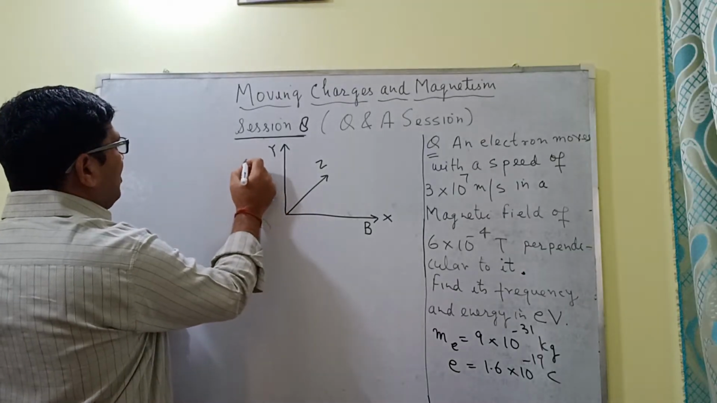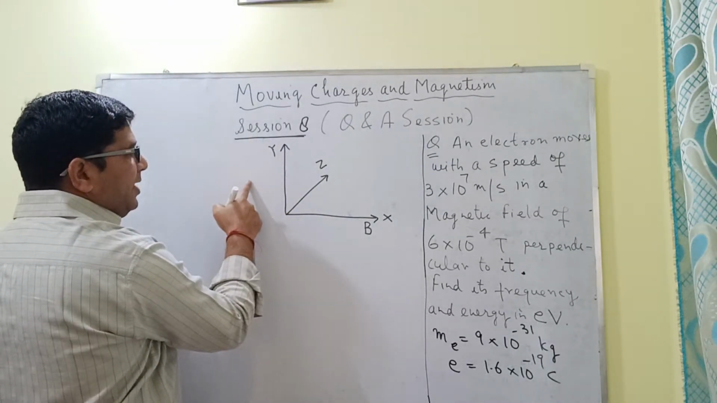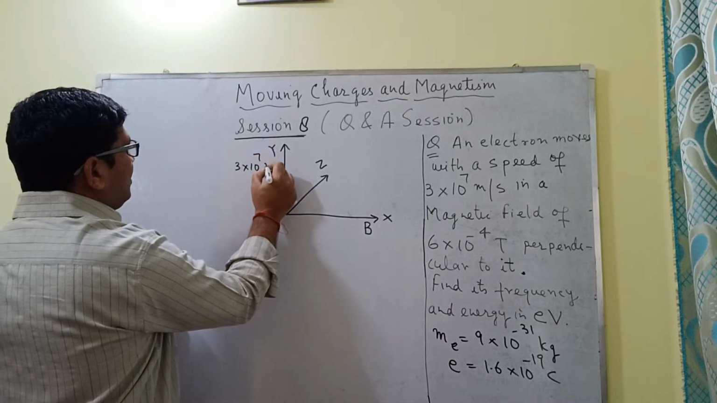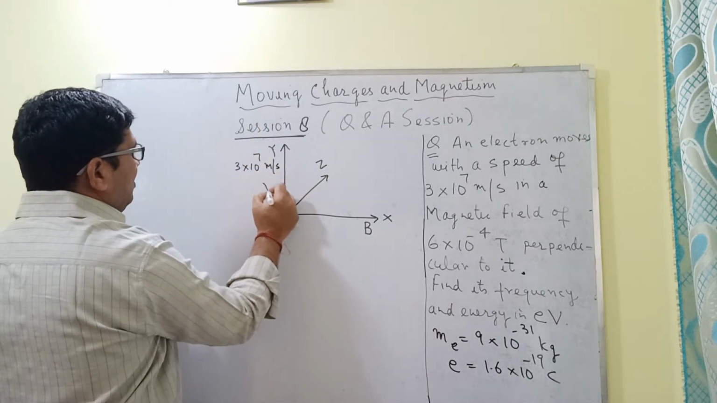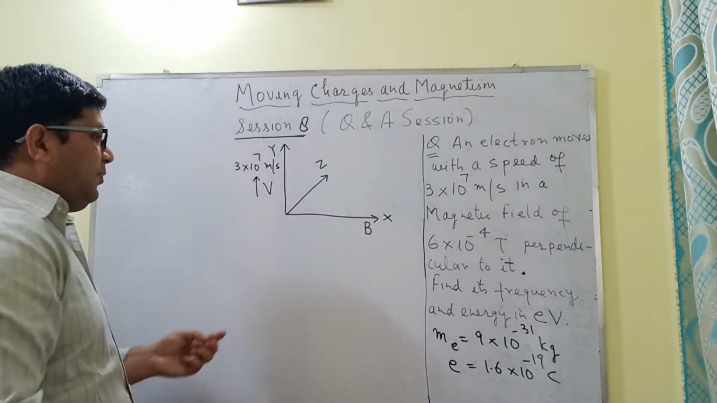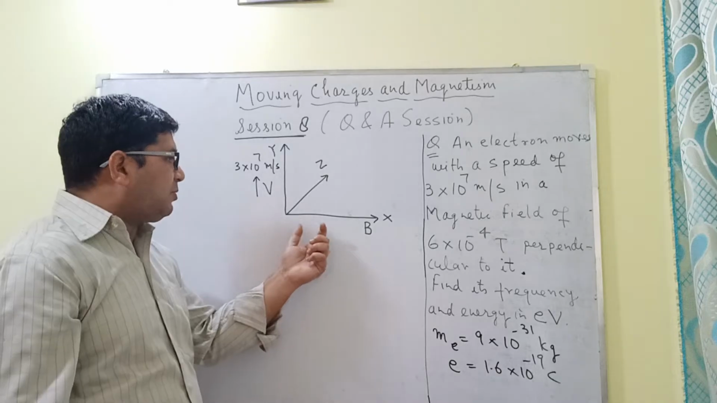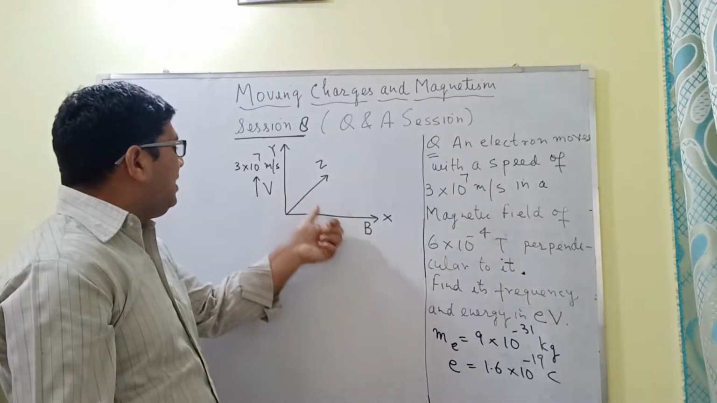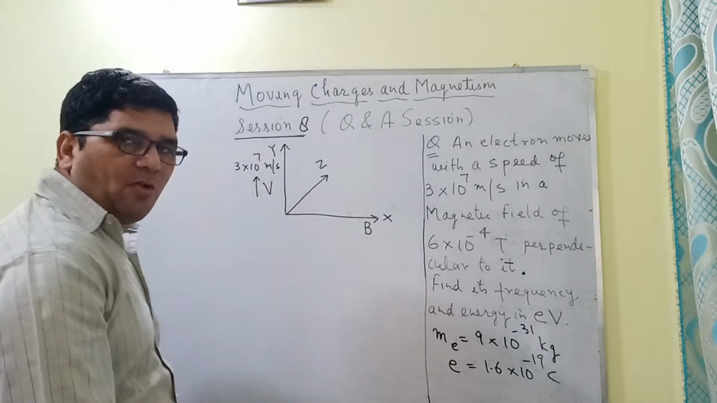So let us say the velocity of this electron is along the y direction, and this is equal to 3 into 10 to the power 7 meters per second. And this is the velocity of this electron in this direction. Now, we know that the magnetic force is always perpendicular to the direction of the magnetic field and to the direction of motion.